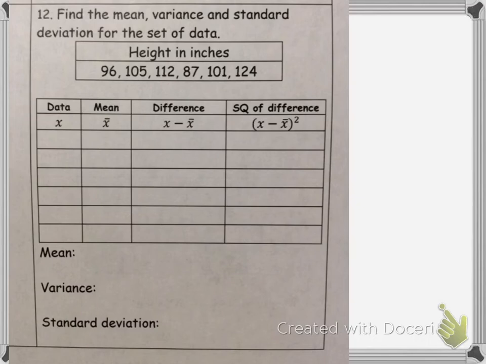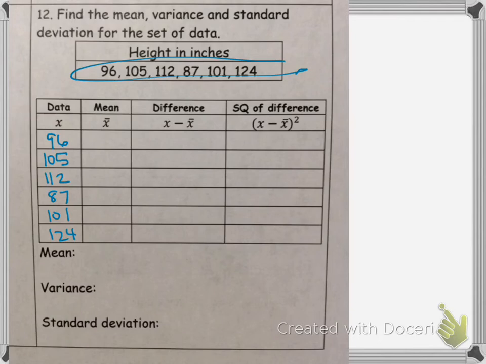And the last problem, our very favorite thing to do this unit, was standard deviation. Actually, it's not hard. It just takes a minute to do all of the math behind. So here's our heights in inches. We're just going to fill them into our chart so that we can do all of our math. So 96, 105, 112, 87, 101, and 124.